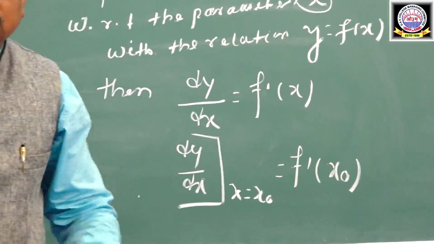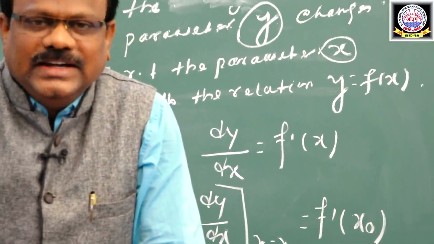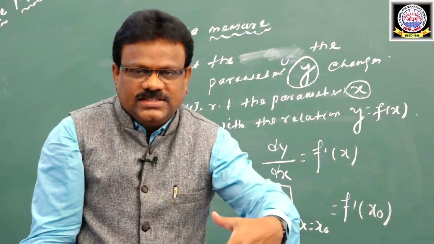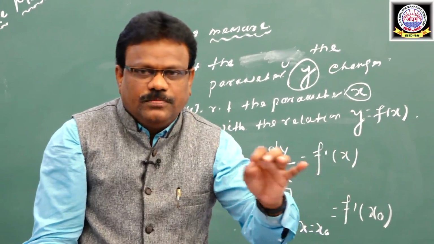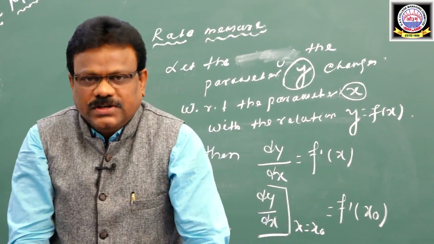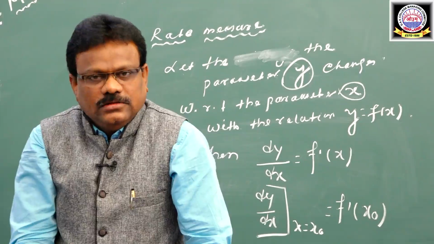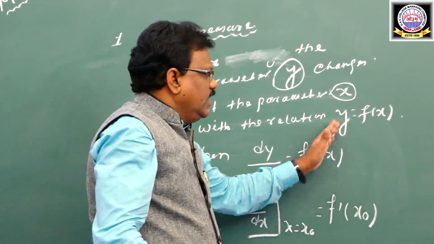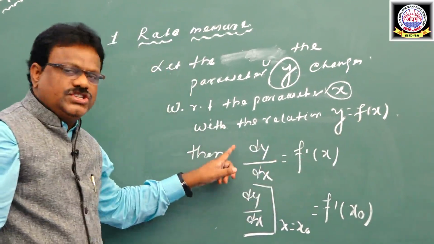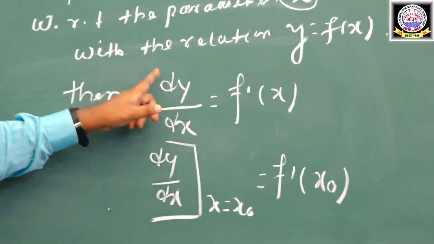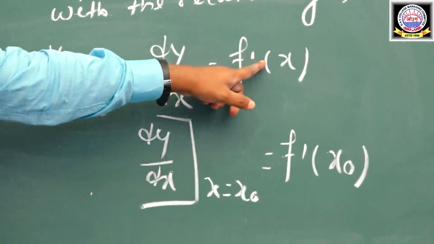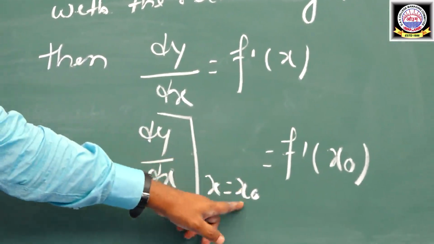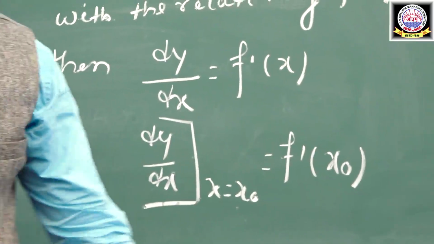So, my dear students, what derivative are we reading? Another definition we can say: derivative is the rate of change of the parameter y with respect to the parameter x, where both the parameters y and x are related with a relation y is equal to f of x. Then this change of y with respect to x is dy by dx, that is equal to f dash x. Or at a particular point, it will be dy by dx at x is equal to x0 is equal to f dash x0.